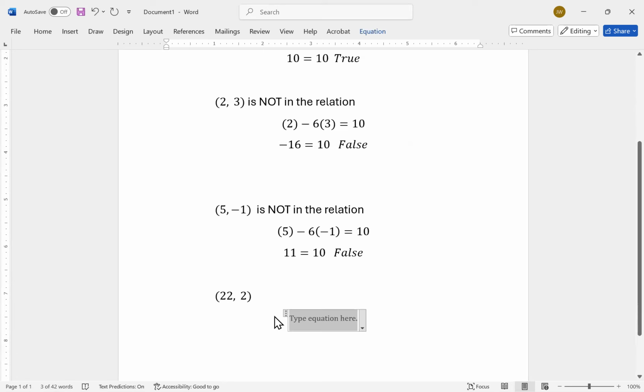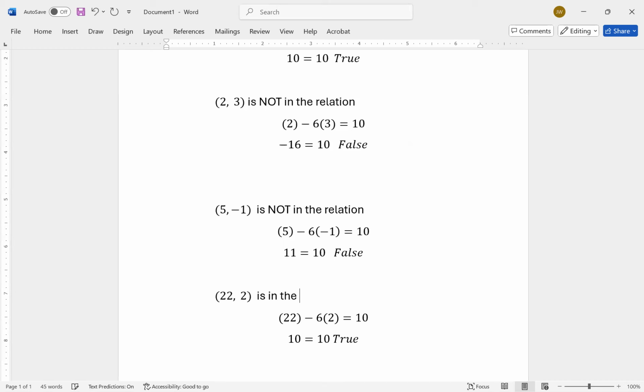Let's check this one out, (22, 2). Again, x minus 6y equals 10. We plug in a 2 for the y and a 22 for the x. Simplify both sides. 22 minus 12 is 10. That's a true statement. So (22, 2) is in the relation.